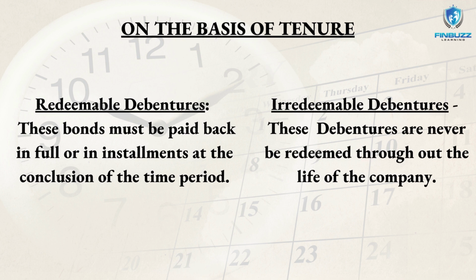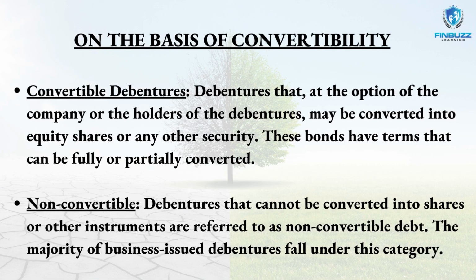So these bonds are sometimes known as perpetual debentures because the corporation makes no efforts to return any funds obtained or borrowed through the issuance of such bonds. These debentures must be repaid when an enterprise shuts down or when a considerable period of time has passed. Now, the next is from the point of view of convertibility.